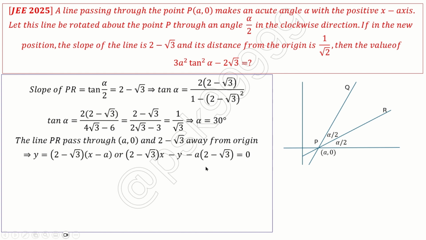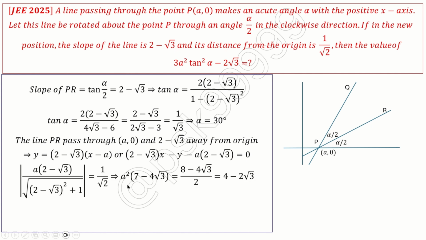Now this line is how much? It is 1 by root 2 distance from the origin. So if I substitute, the origin is x and y are zeros. So the absolute constant value, which is a into 2 minus root 3, divided by the square root of a square plus b square, that is nothing but 2 minus root 3 whole square plus 1 square. If I simplify, this is equal to 1 by root 2, which is given in the question. So if I simplify this one, what I'll get is a square into 7 minus 4 root 3 equal to 8 minus 4 root 3 by 2, or 4 minus 2 root 3.